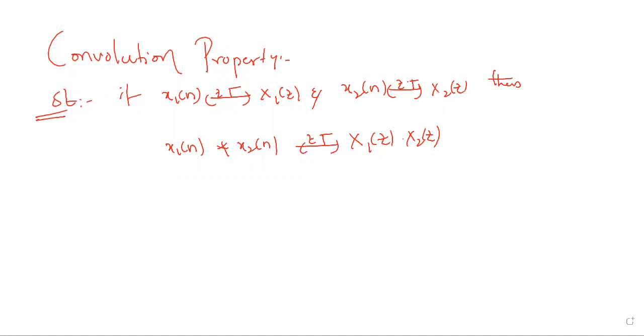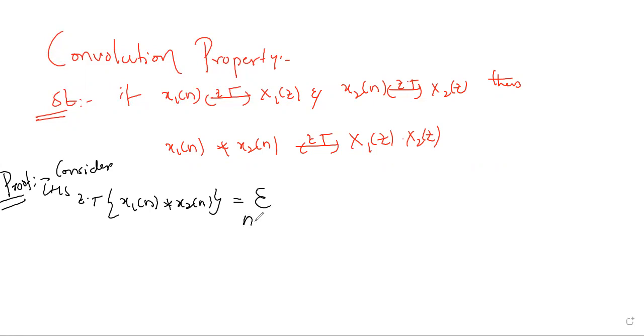So proof also very simple. Actually for the proof, let n minus k equal to m, like that we can proceed further. It comes in detail in digital signal processing subject, but let us continue with the proof. You will understand it. Consider left hand side, that is Z transform of x1 of n convolution x2 of n. What is the formula we have? Summation of the signal x1 of n convolution x2 of n into Z power minus n.